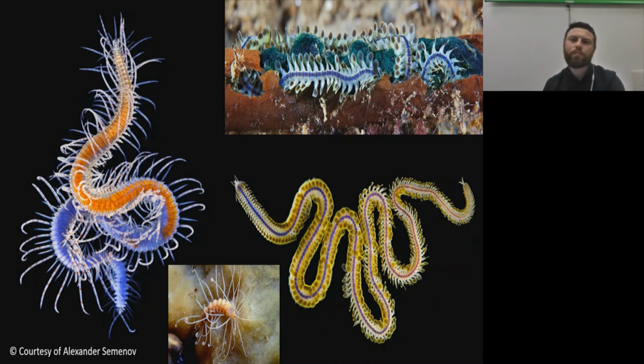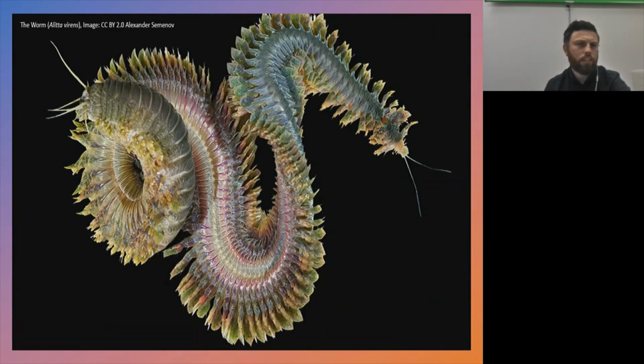King ragworm belong to the phylum of 9,000 annelids, or segmented worms, of which 8,000 are found in the class of polychaetes. All of these pictured here are polychaetes. They're completely unlike worms you can find in your back garden. This is the polychaete known as the king ragworm.